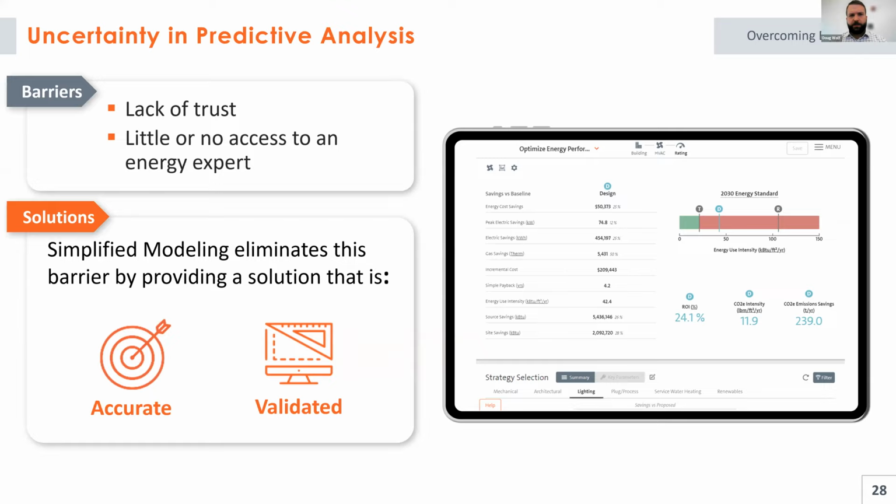The last one here is the uncertainty in predictive analysis. An energy model is predictive in its nature. It's an estimate of what energy use will be for a building, and because of that, it's not guaranteed to be 100% accurate. That uncertainty leads to a lack of trust. It is hard to find that energy expert to build a reliable and trustworthy energy model. So simplified energy modeling can play a hand in addressing these barriers through the tools themselves. They provide guardrails to keep users from making painful mistakes. So they're accurate and, again, valid.